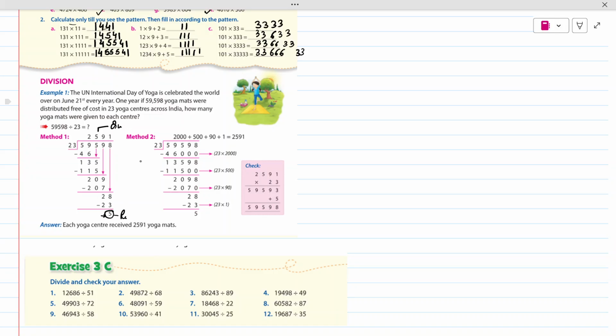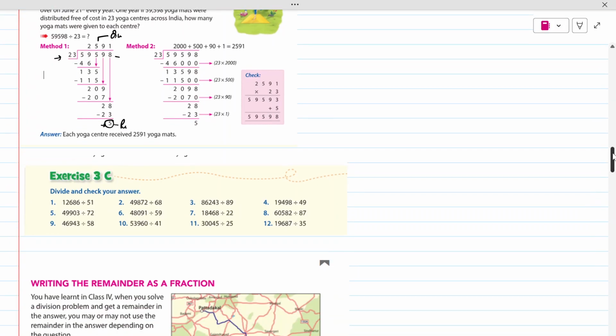Okay, and we have already learned that this is the quotient, this is the remainder, this is the dividend, and this 23 is the divisor here. Now, let us do the exercise questions given here. I am going to pick question number 1, question number 4, then question number 7, question number 10. Let us do all these 4 questions.